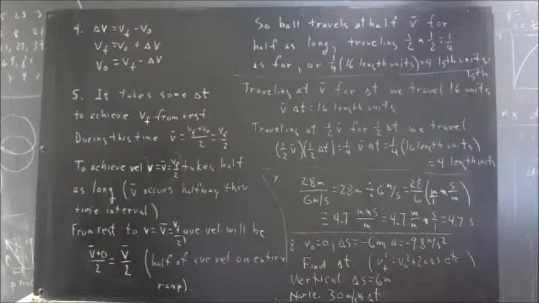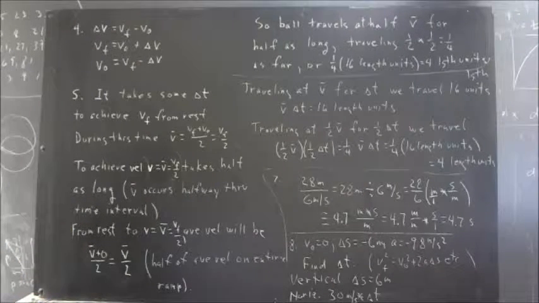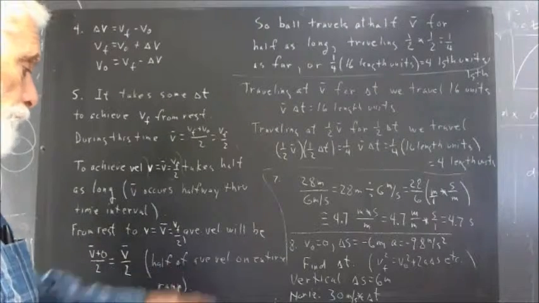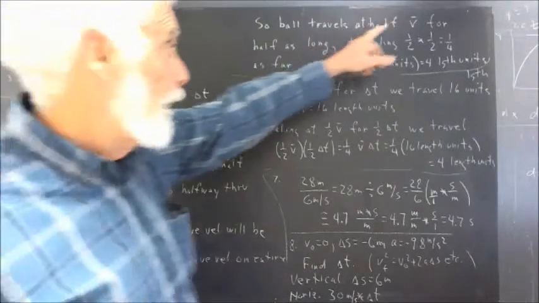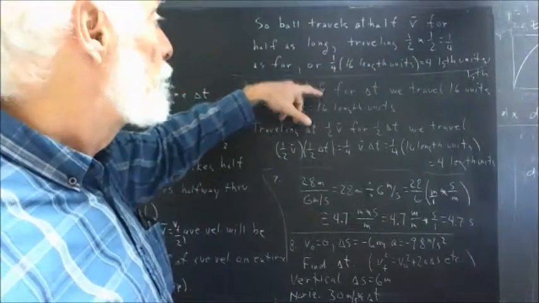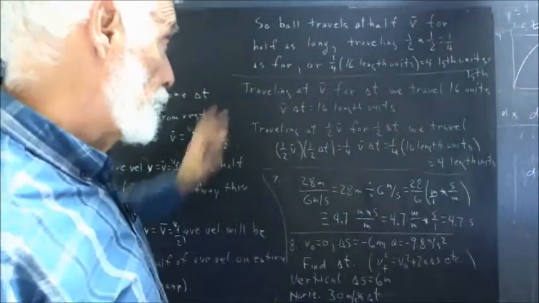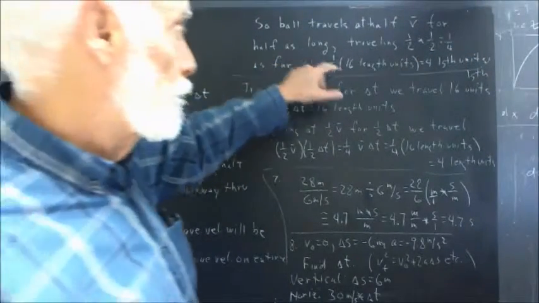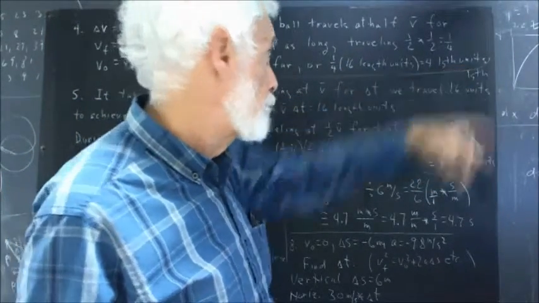Now there are too many average velocities here, so that might be a little bit hard to see. There are ways to write this down with more complicated notation, but they probably would tend to confuse the issue more than they'd help. So the bottom line is that we're going to have half of the average velocity that occurs on the entire ramp. The ball then travels at half the average velocity for half as long, so it's going to travel half of half, or 1/4 of the distance, 1/4 as far, which would be, of course, 1/4 of the 16 length units of the ramp, or 4 length units.